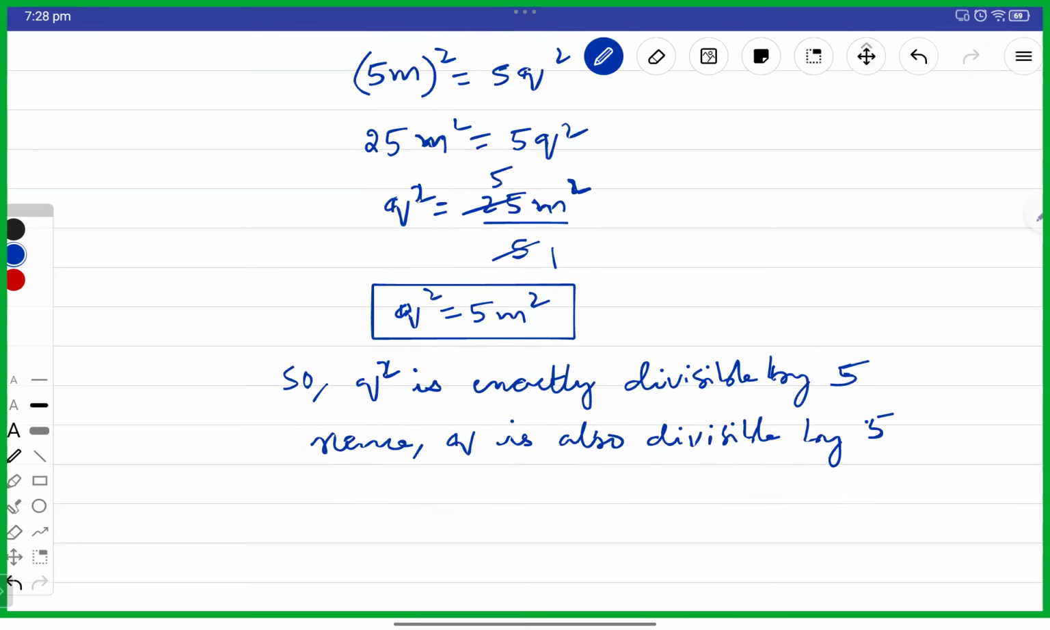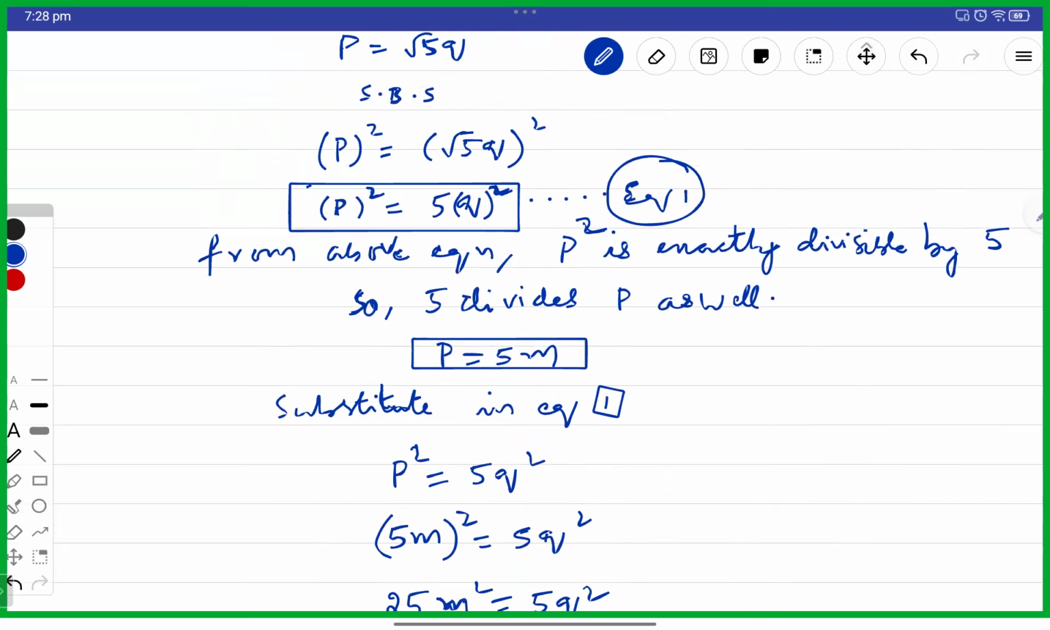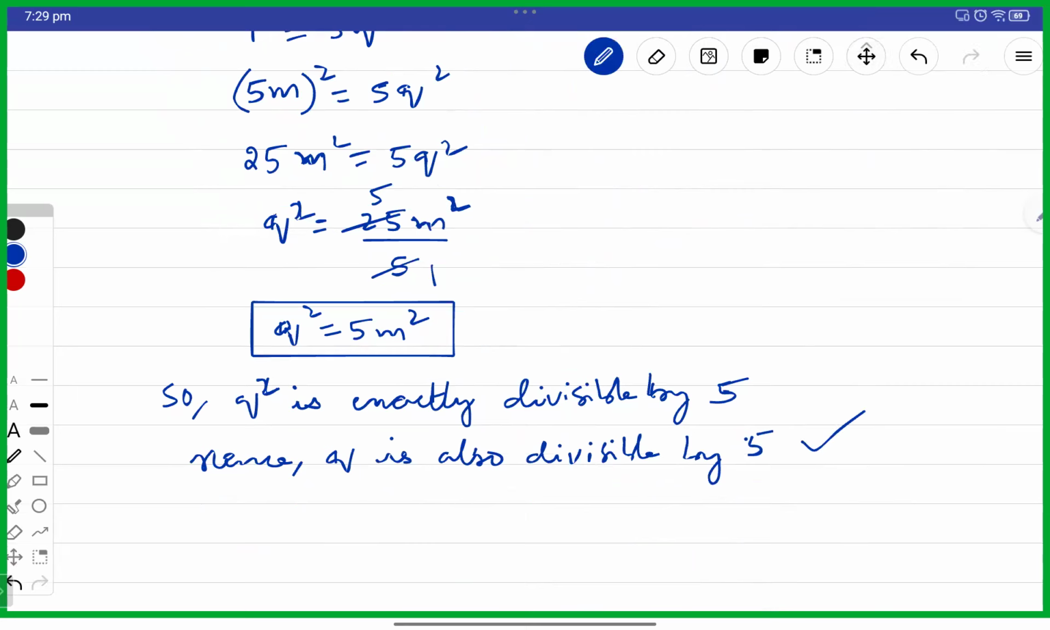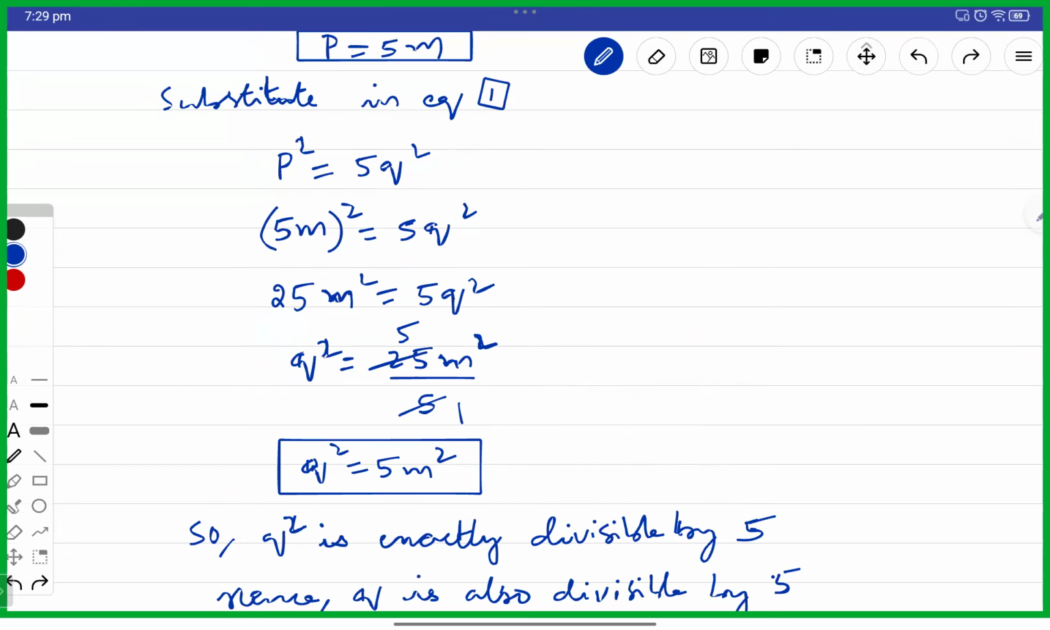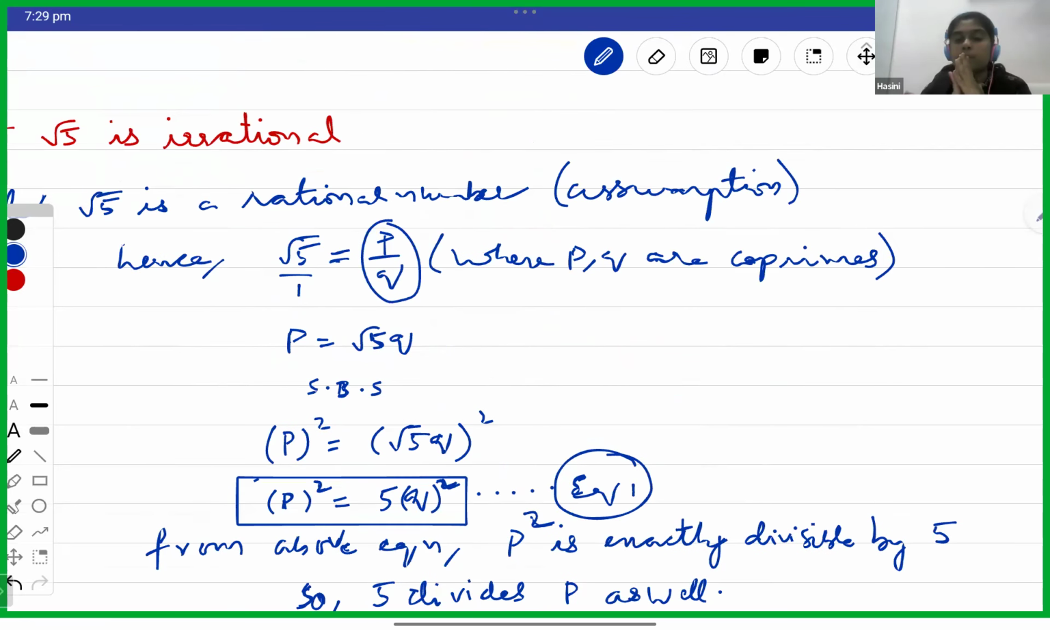Before, we got that once p square is exactly divisible by 5, 5 divides p as well. Now 5 divides q as well. Now if 5 divides both p and q, then can p and q become co-prime? Because in the starting we took p and q as co-prime.